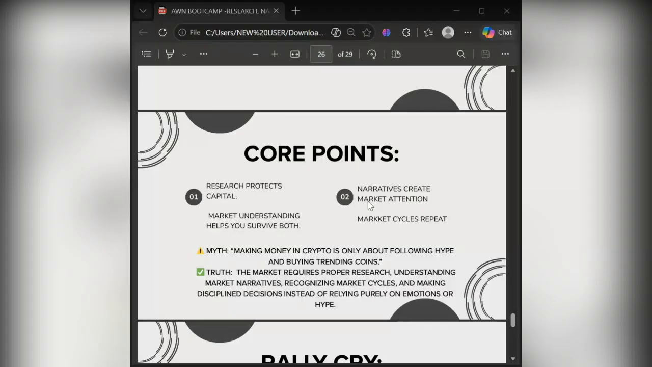Take Bitcoin for example now. Bitcoin hit how much? Over 150K.